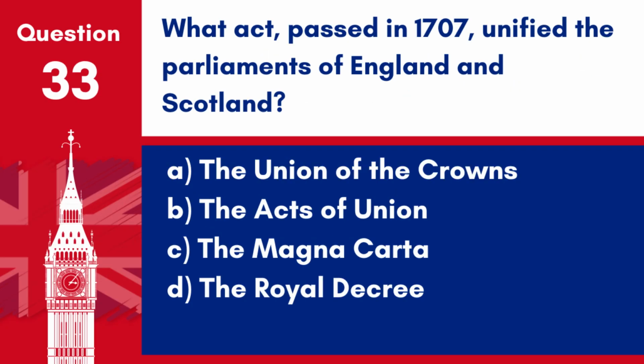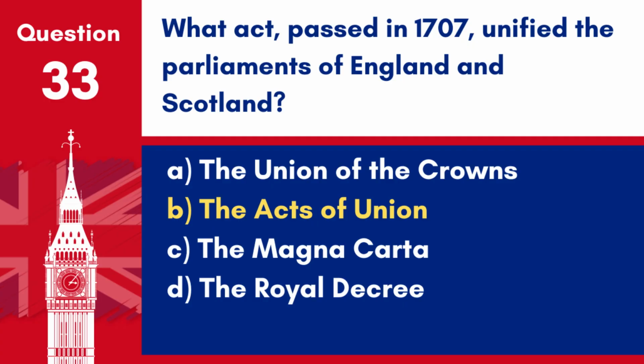Question 33. What Act, passed in 1707, unified the Parliaments of England and Scotland? A. The Union of the Crowns. B. The Acts of Union. C. The Magna Carta. D. The Royal Decree.